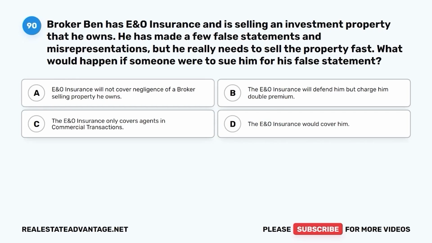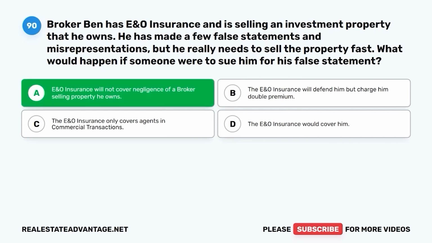A. E&O insurance will not cover negligence of a broker selling property he owns. B. The E&O insurance will defend him, but charge him double premium. C. The E&O insurance only covers agents in commercial transactions. D. The E&O insurance would cover him. The correct answer is A.